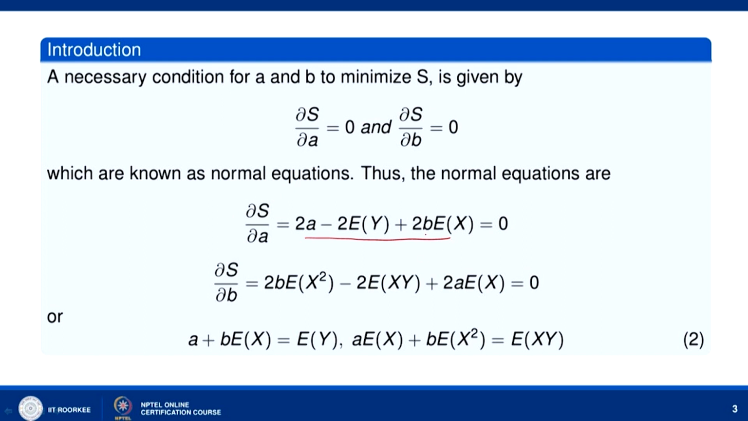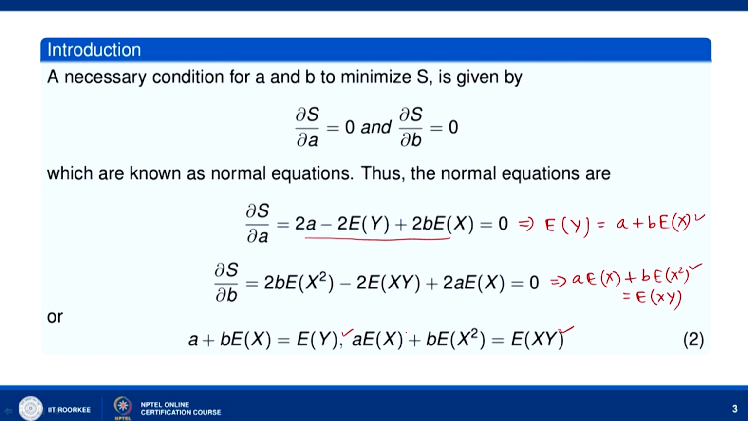Now, this equation gives us a minus E(y) plus b E(x) equal to 0, or I can say E(y) equal to a plus b times E(x). And from this equation, what we get? We get a E(x) plus b E(x square) equal to E(xy). So, we have two equations, which are given by number 2. There are two equations connecting the two unknown values a and b. They are linear equations in a and b.